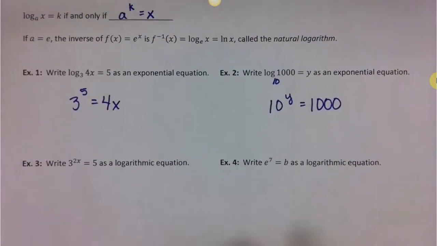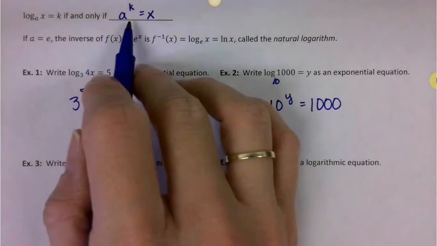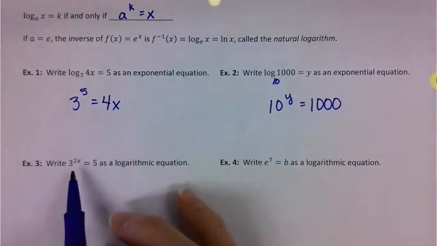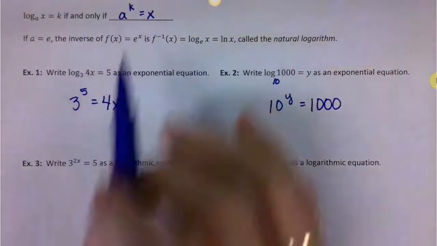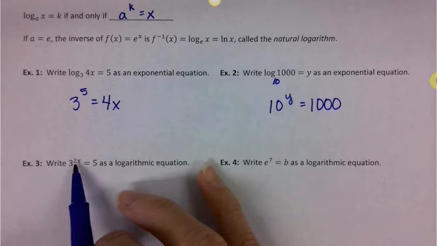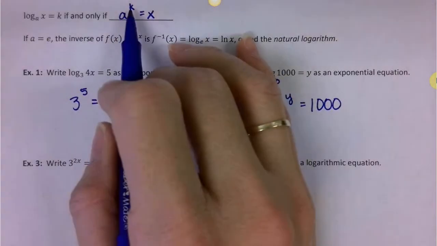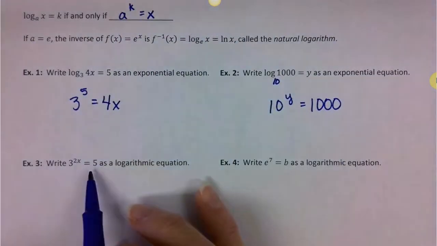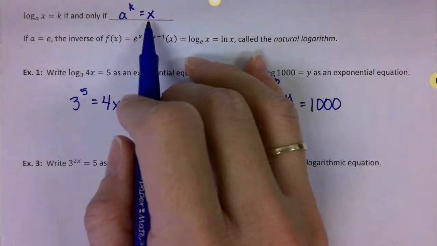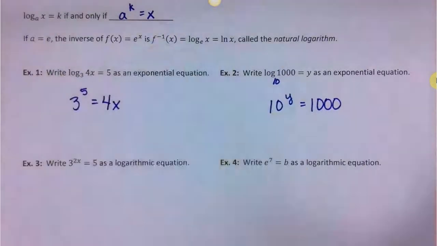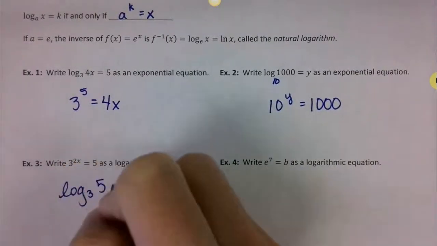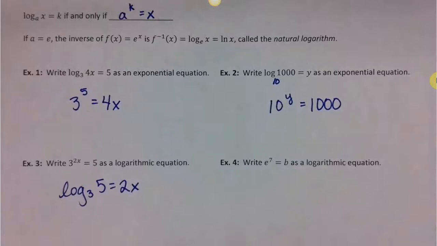And now we're going the opposite direction. We're given an exponential equation, and we want to rewrite it as a log equation. So comparing this with this, the 3 is in place of the a, so that's our base. The 2x, that's the exponent, so it's in place of the k. And then the 5, the number on the other side of the equal sign by itself, that's in place of the x. So when we put those in place of the a, x, and k here, we will have the log base 3 of 5 is equal to 2x.